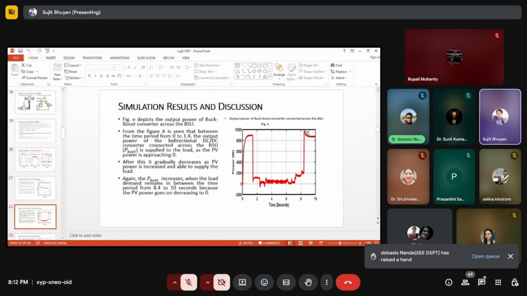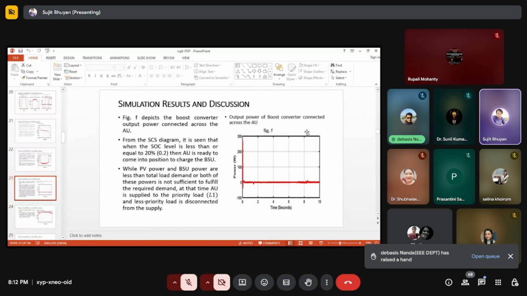Okay, this is how our supervisory control strategy worked, as I have described to you. And this is the auxiliary unit, and basically it is 0. Why? Because when the state of charge of the battery is 0.2 or less, and the PV and the battery are both unable to supply or meet the load demand, then at that time the auxiliary unit comes into the picture.